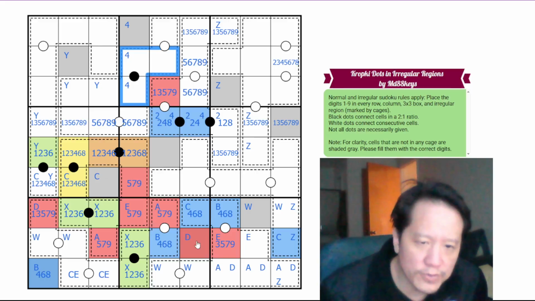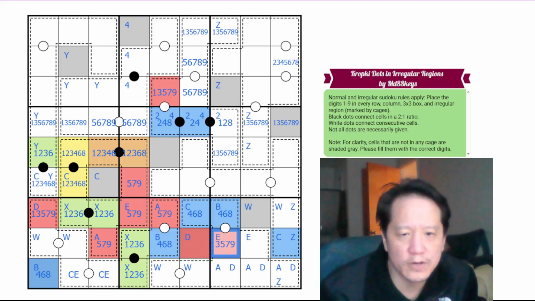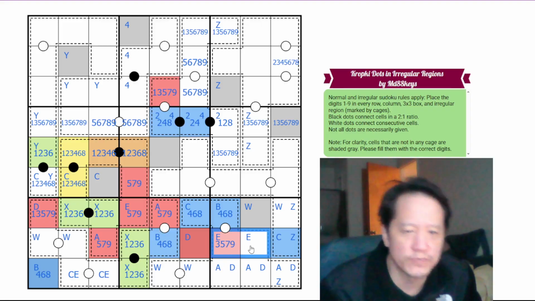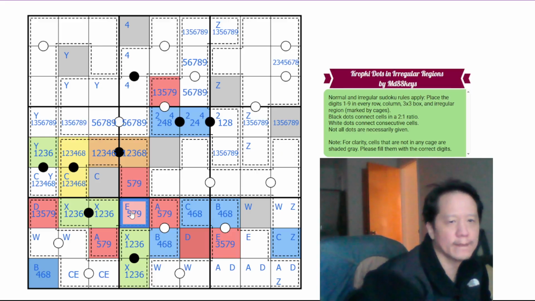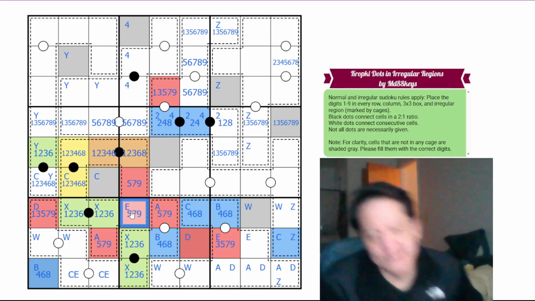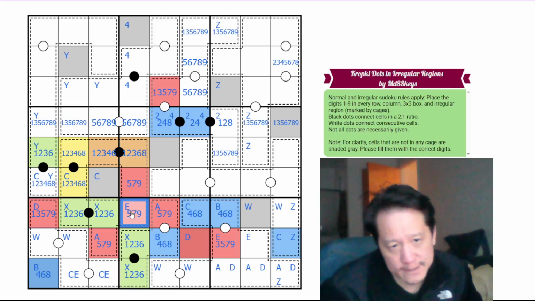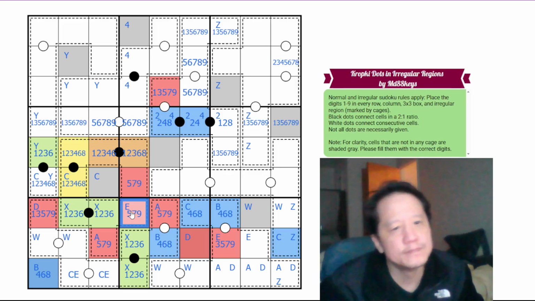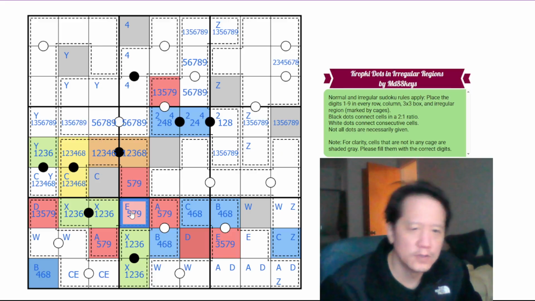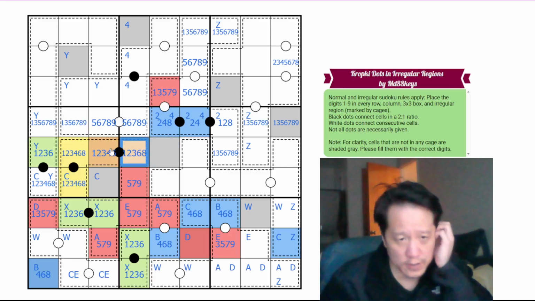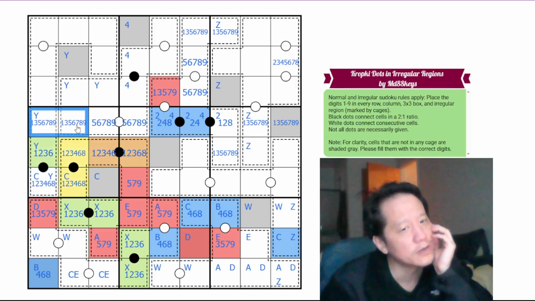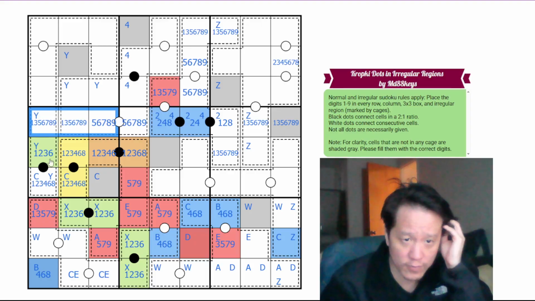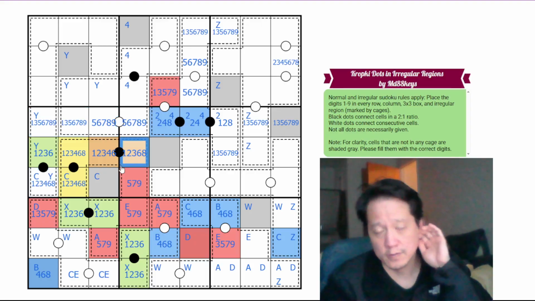Oh, this can't be 3 because it. Oh wait, it could be. We don't know which of these matches E. The orange cell here cannot be any of these. Can't match that. So it could be here. It could be any of these 5. That seems fine.